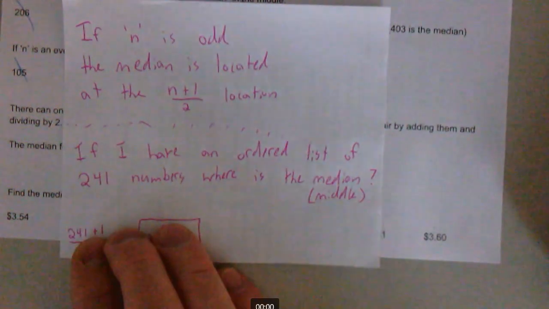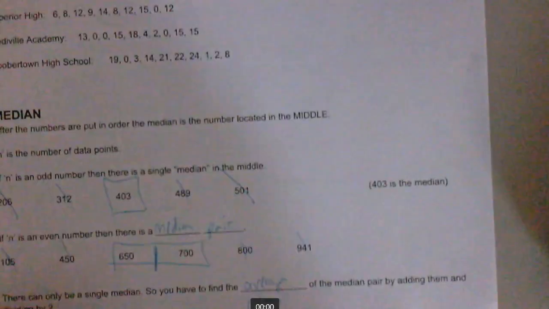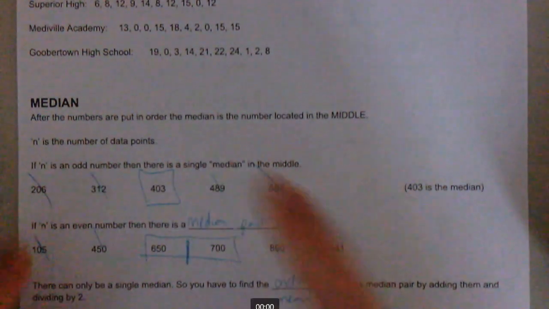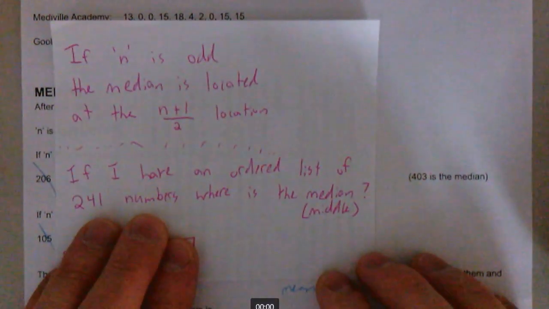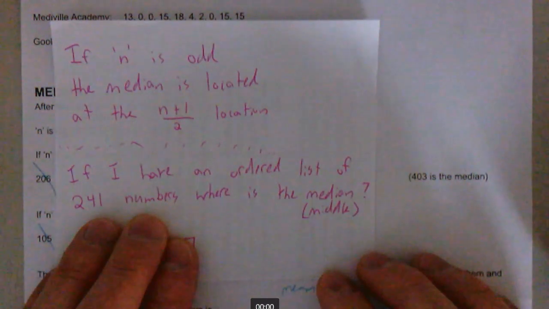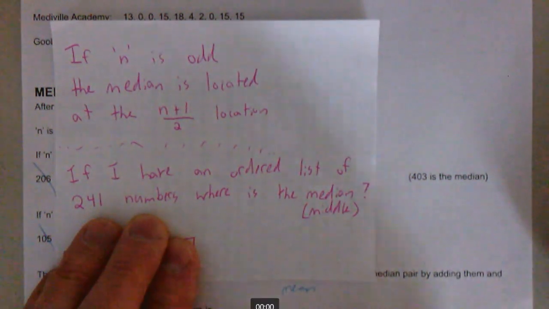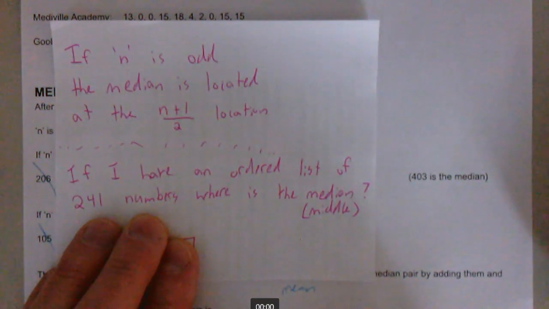Here's a question. It says, I have an ordered list of 241 numbers. The reason I'm doing this is that it was easy when it was 5. Biggest, smallest, finding the middle is really easy. But in this situation, I have 241 numbers, and I don't want to have to cross off the biggest, smallest. I will still want to find the median. Where's the middle of all this data? How we do it is this formula up here. I have an ordered list of 241 numbers. Where can I locate the median?